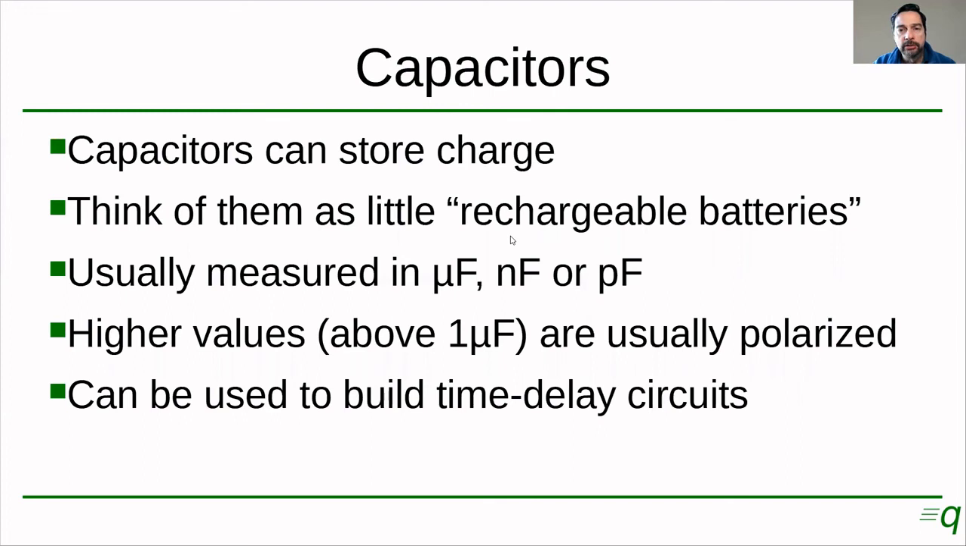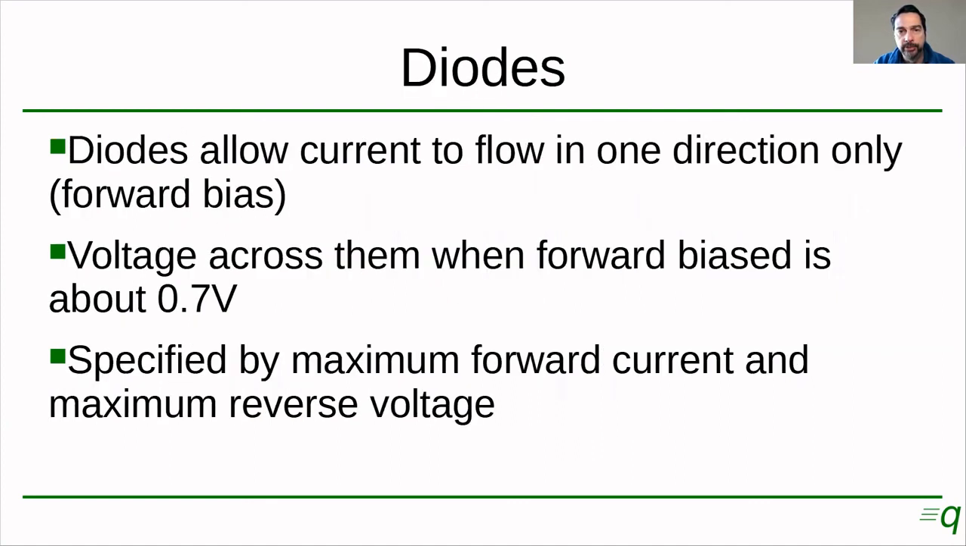They're usually measured in microfarads, nanofarads, or picofarads, because 1 farad is a huge amount of capacitance. And higher values, and by that I mean above 1 microfarad or so, are usually polarized. So you have to pay attention to which terminal is positive and which terminal is negative. And they can be used to build time delay circuits, right? We saw that we can charge them slowly with resistors, or discharge them slowly with resistors as well. So those could be used in time delay circuits.